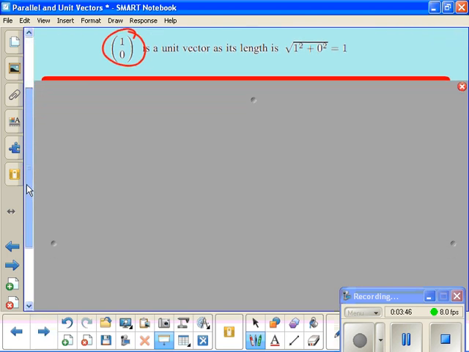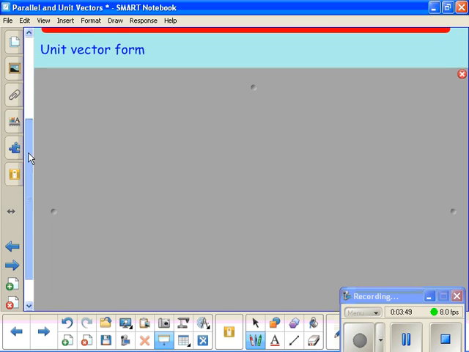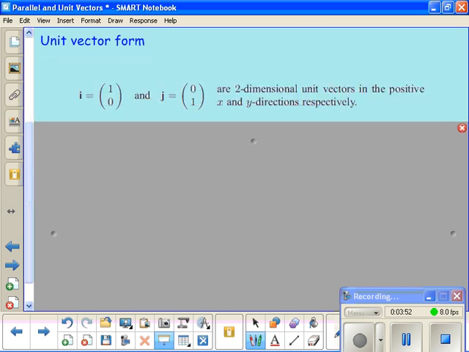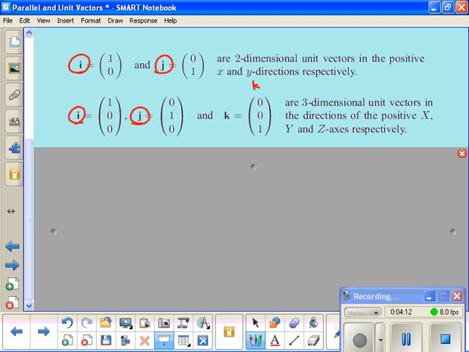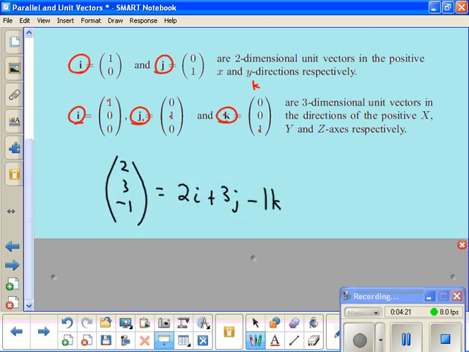We also have unit vector form. Unit vector form is where vectors show up in composite form when we use i, j, and with 3 dimensions we'll use k. i represents the x, the horizontal movement. j represents the vertical movement when it's 2 dimensions, or i, j, and k. Okay, so i is the x movement, j is the y movement, k is the z movement, respectively. So here's a 3-dimensional vector. This can be rewritten as 2i plus 3j minus 1k. This is unit vector form.